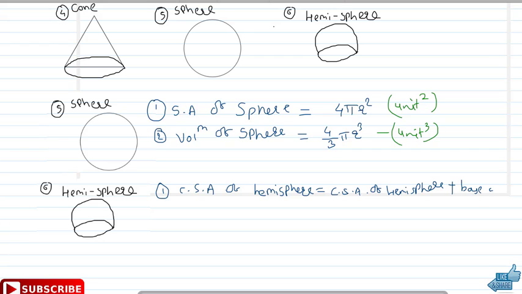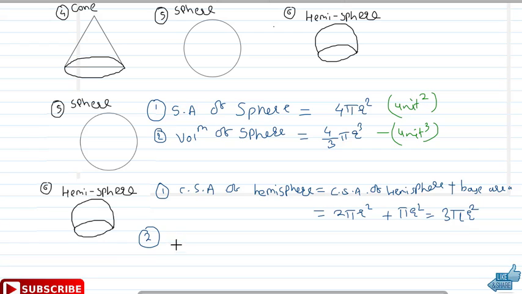Now CSA of hemisphere, curved surface area of hemisphere, is nothing but half of the surface area of a sphere, that is 2 pi r square, plus base area, the base is also a circle, so that is pi r square. So it will become 3 pi r square. Correct.